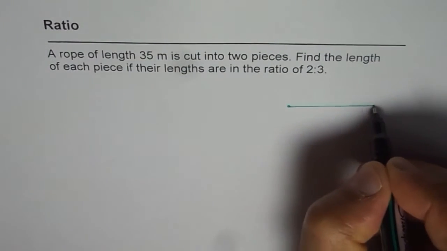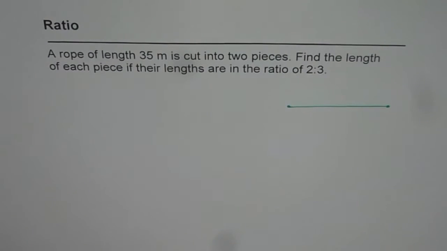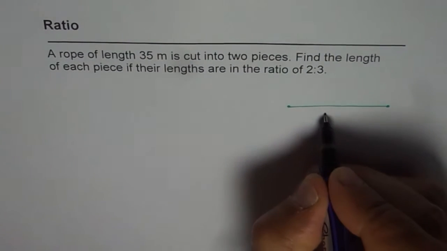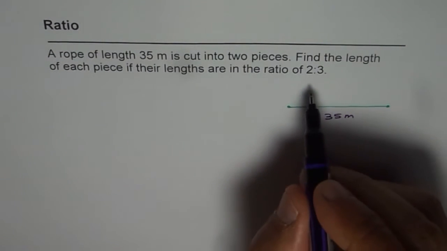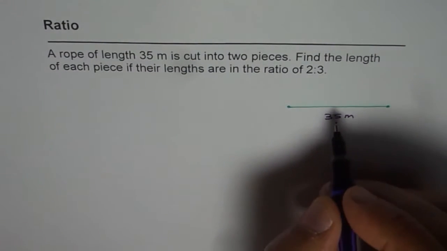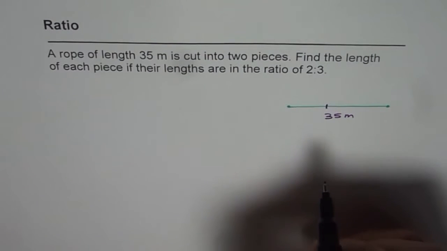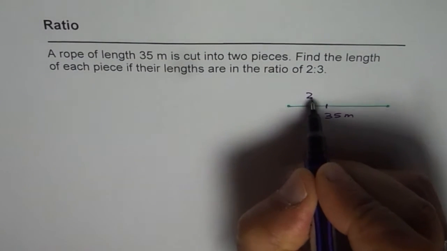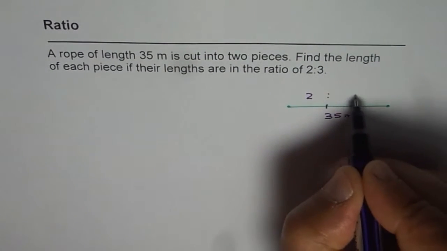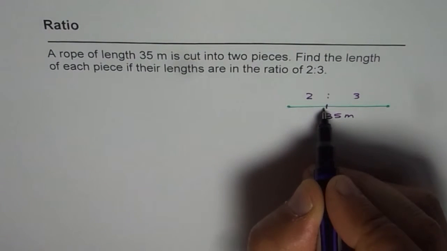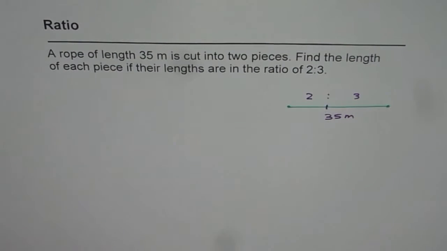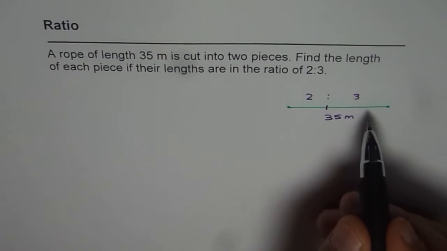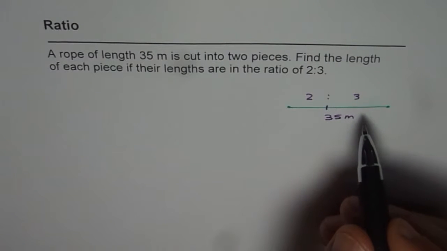Let's say that is a piece of rope whose length is given to us as 35 meters. Now it is cut into two pieces, and that is in the ratio of 2:3, right? So that is the ratio. That means if this piece is 2 units long, then the other piece is 3 units long. Now we have to figure out what is each length, right? So there are a couple of ways to do it.